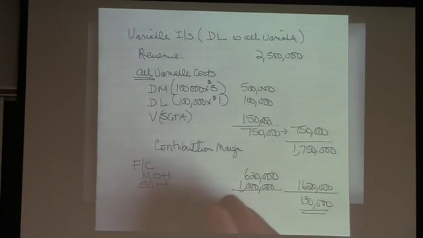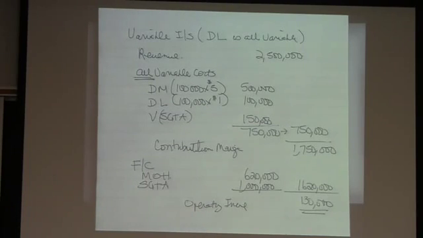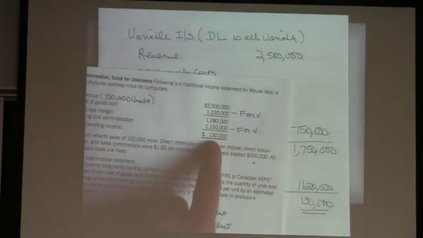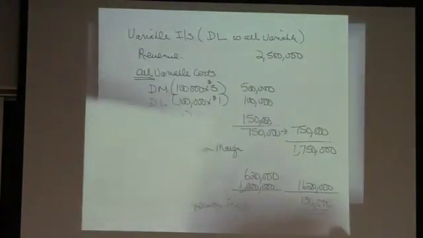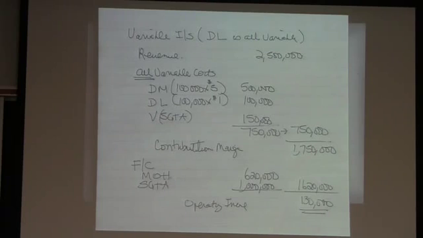Operating income is 130. Now, notice that we haven't really changed the income. The income's still the same, but we're showing it differently. It's called a contribution margin format.